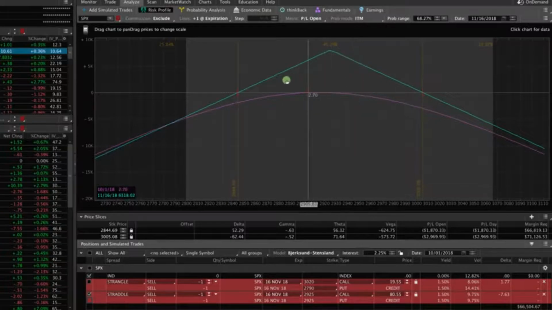So with a straddle, we have a smaller range to make a profit in, but you can see the max profit that we can attain on this trade is a little over $8,000 if we pinned right at the short strikes. So in trading short strangles and short straddles, one is not necessarily better than the other.